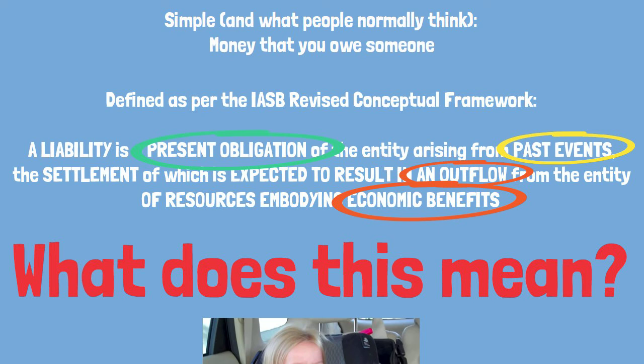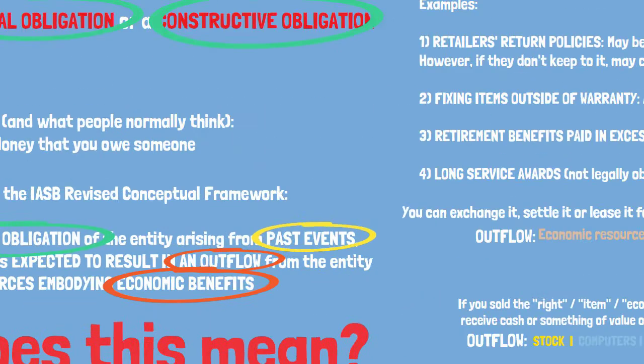So that really covers everything of what a liability's definition really is. It's a present obligation arising from past events, the settlement of which is expected to result in an outflow from the entity of resources embodying economic benefits. So why don't we have a look at the different types of liabilities that exist?